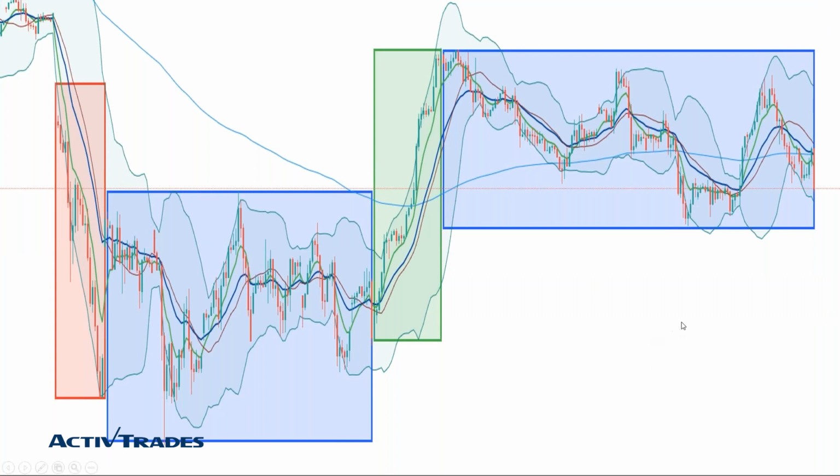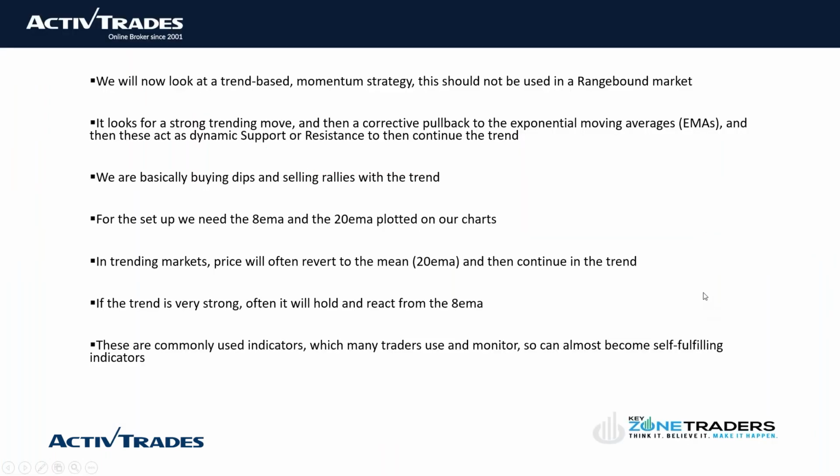Okay, so moving on from those charts, we're now going to look at a strategy. We're going to provide you with a potential strategy that you can use to take advantage of when you're in an impulsive move. This is a trend-based strategy. It is not a range-bound strategy. We're going to teach you a range-bound strategy next week.